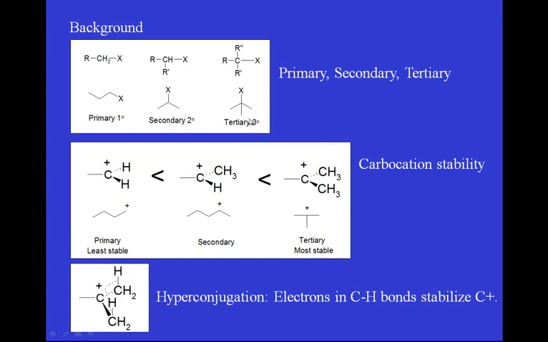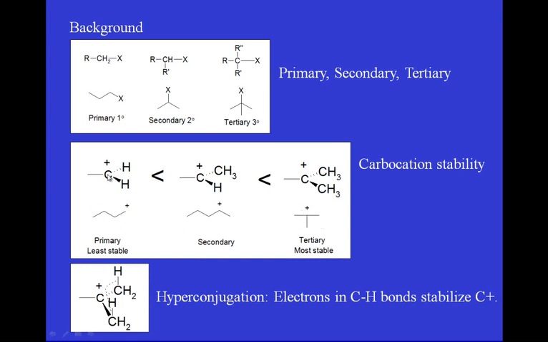The other one I want to point out is tertiary. That's when we have three carbons connected to the C with the X group. And these are the primary differences between Sn1 and Sn2 processes. Now the other thing I have to remind you of is what's going on with these carbocations.